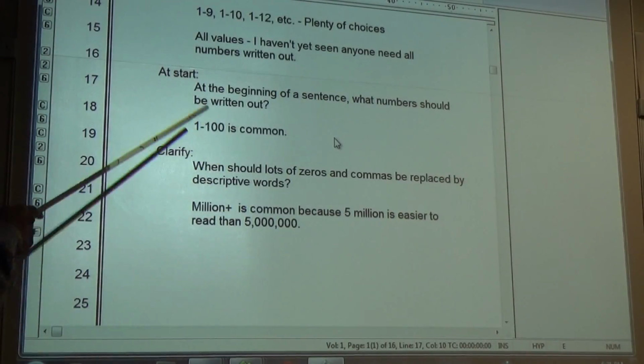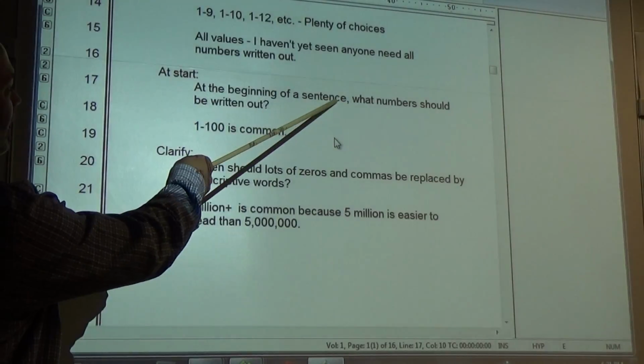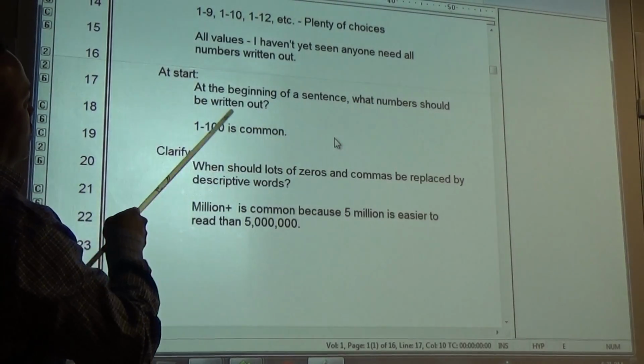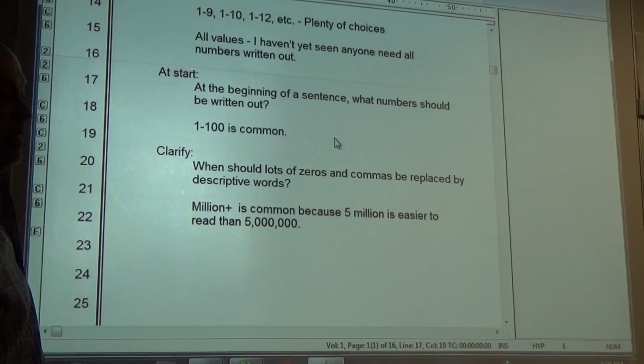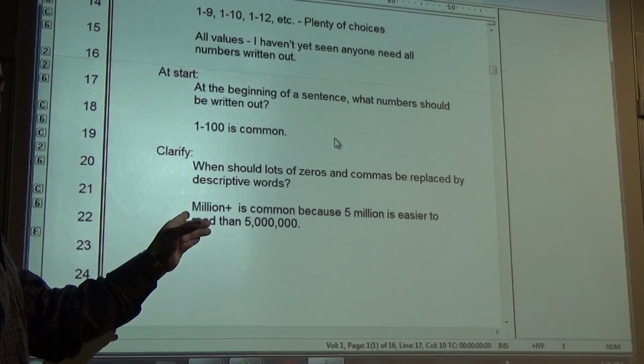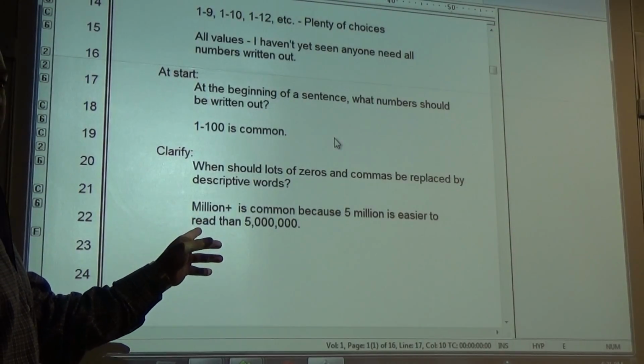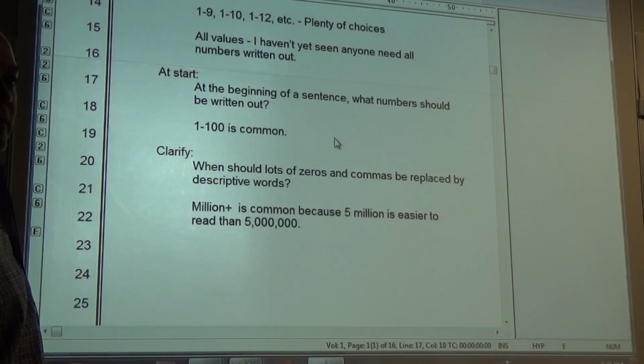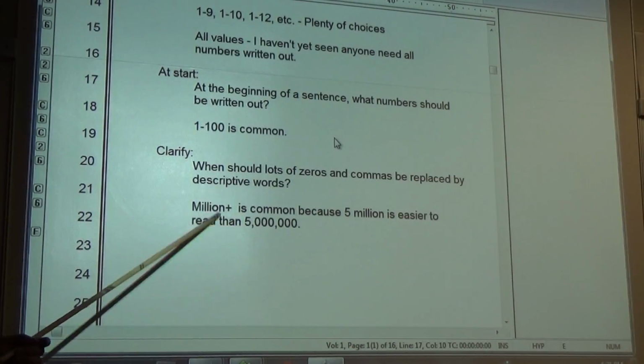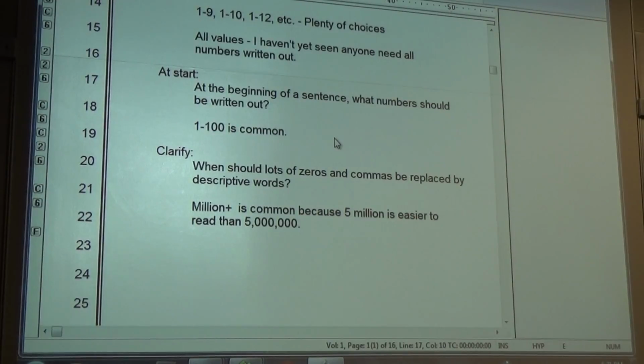See right here? At the beginning of a sentence, what numbers should be written out? It's saying 1 through 100 should be written out if it's the first word of the sentence. And that's the rule that they give you. Whether it's right or wrong, I don't know.